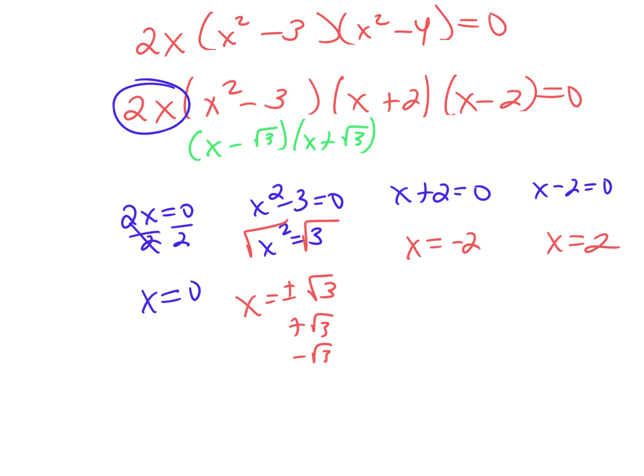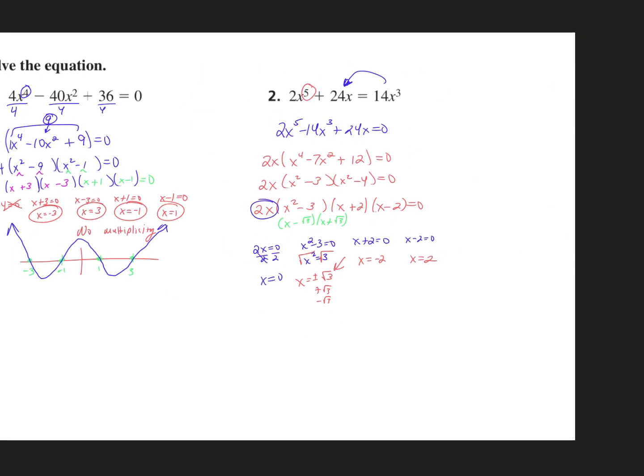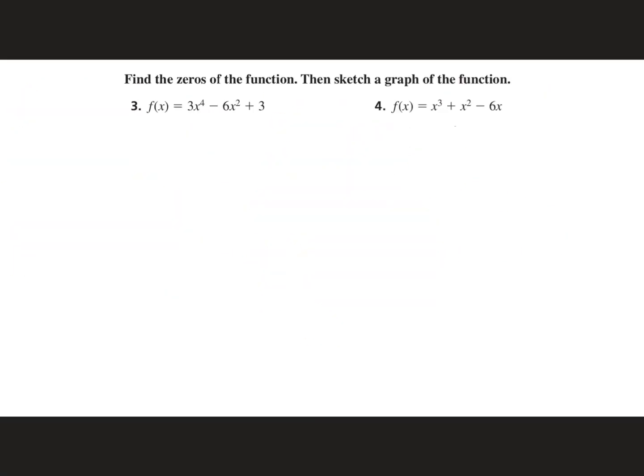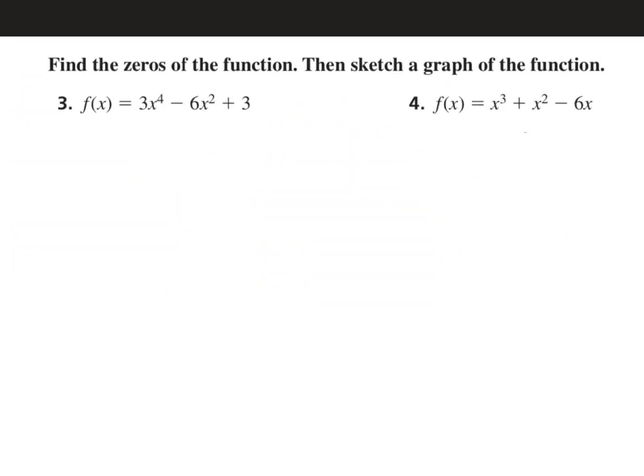Do I have any multiplicity? No. Are any of them exactly the same? No. Is this pretty to put on a graph? No. Could you estimate it? Yes. But it's not pretty. You can't just put your finger on it and say, oh, it's exactly right here. What's going to happen at every one of those intercepts on the graph? It's going to go through. Good. All right, let's go through these a little quicker.